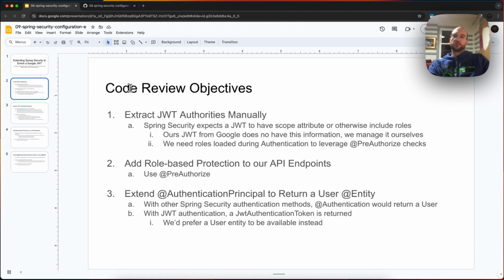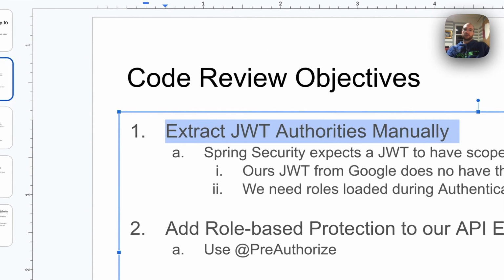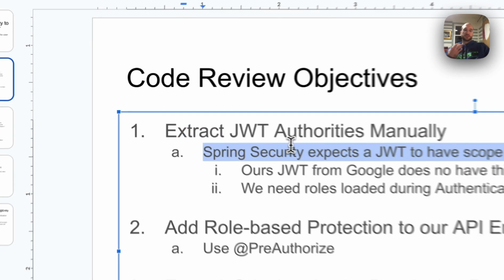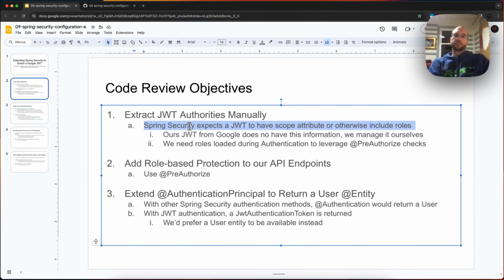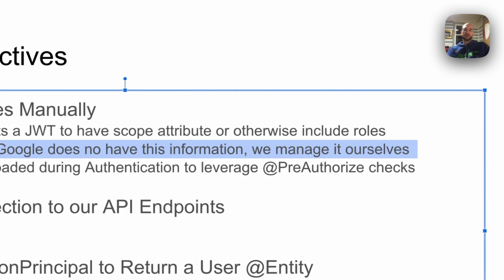The objectives for today are code review objectives. Extract the JWT authorities manually. Spring Security will extract authorities, your roles, for you, but it expects that the JSON Web Token will have a scope attribute or otherwise include the roles. However, our JWT from Google does not have this information. We have to manage it ourselves.